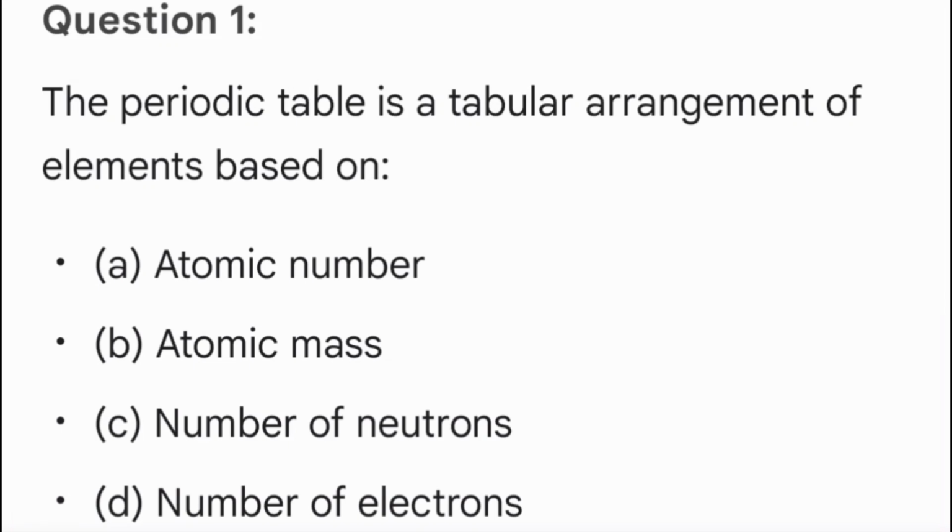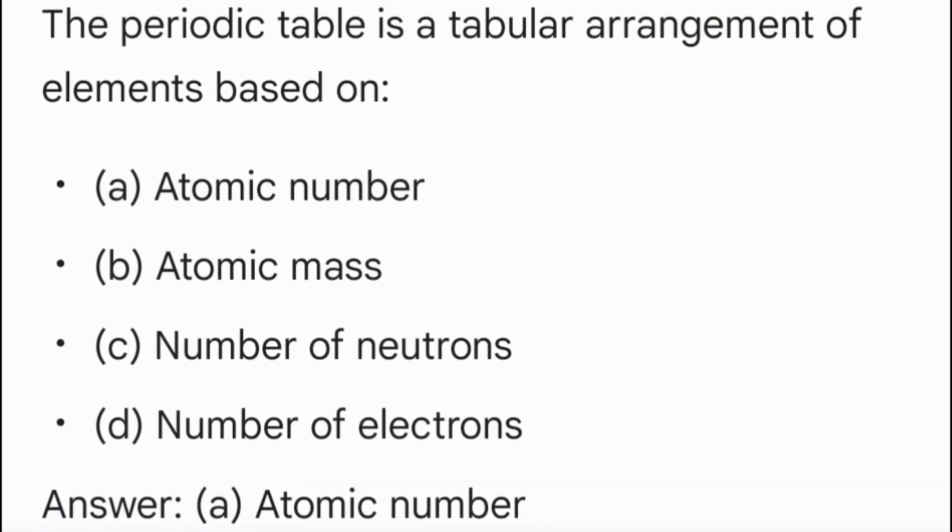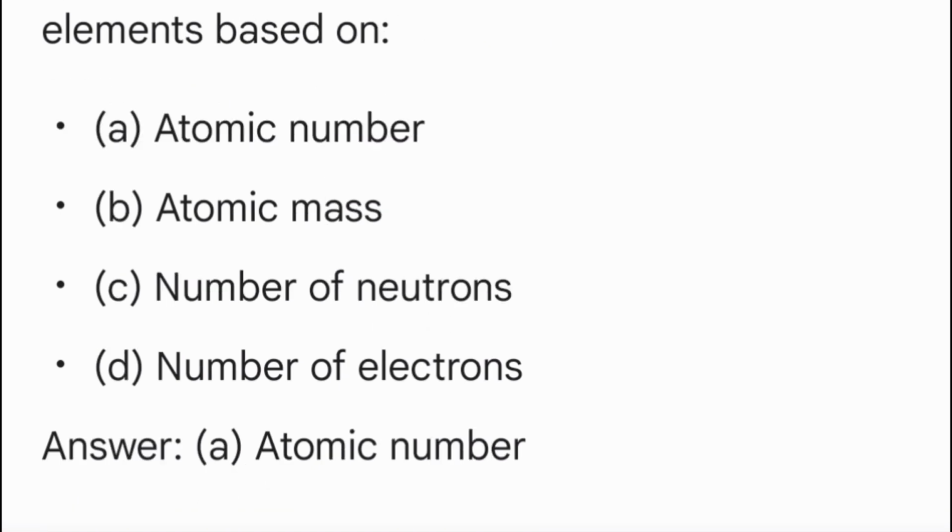Position in the periodic table. Objective questions. Question 1. The periodic table is a tabular arrangement of elements based on: A. Atomic number, B. Atomic mass, C. Number of neutrons, D. Number of electrons. Answer: A. Atomic number.